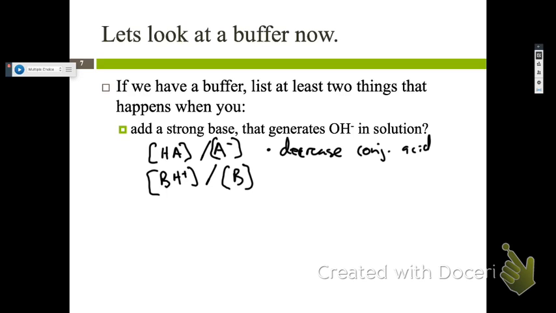Christina, nice and loud. The pH increases. pH goes up. We add a base to water, it's going to go up. It's going to go up less than if we didn't have the buffer there in the first place. What else can we say happens? Jyoti? Conjugate base. What about it?